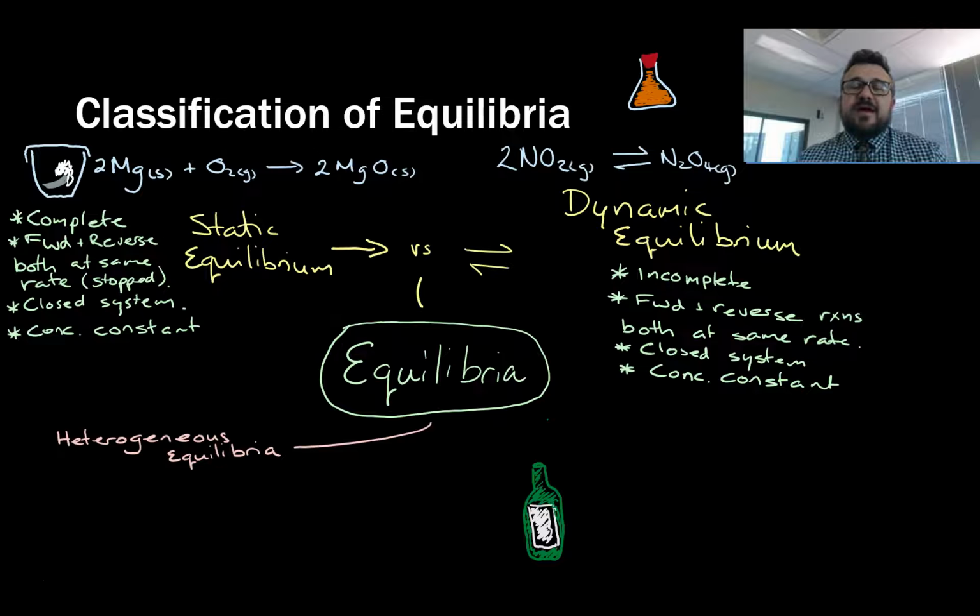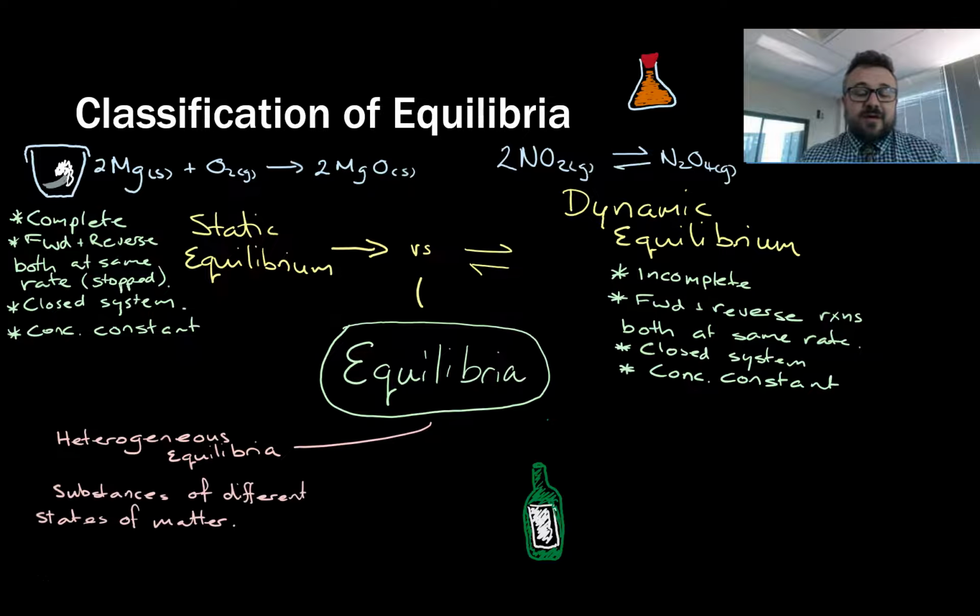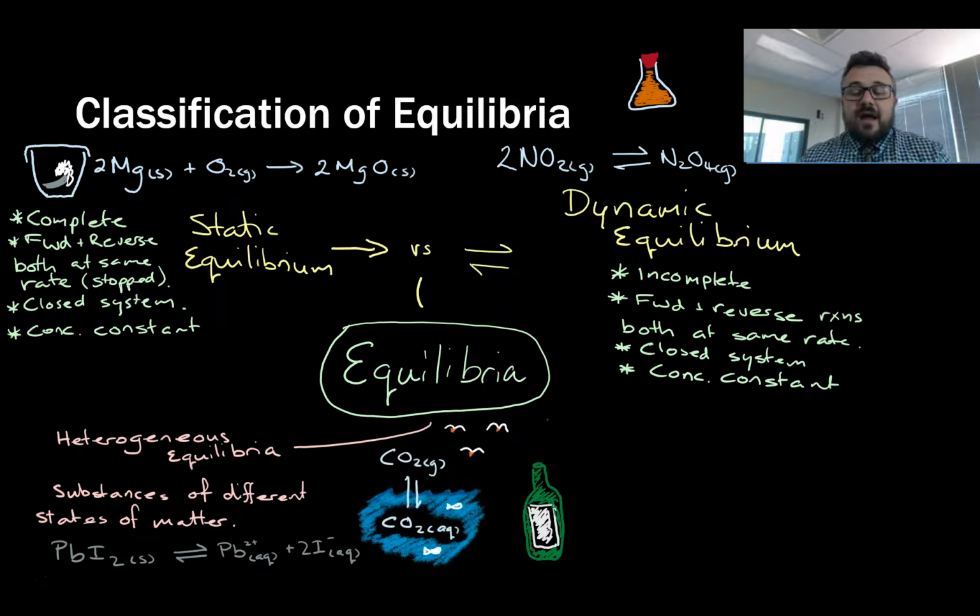Now, we can also break our equilibria up into heterogeneous equilibria. So this is where we have substances of different states of matter. For example, if we look at the lead iodide solubility equilibria, we have lead iodide on one side as a solid, and we have lead ions and iodide ions as aqueous substances. So we have different states of matter. So that is a heterogeneous equilibrium. Here we have another example, which is the dissolution of carbon dioxide gas from the air into the water. And we go from a gas to an aqueous solution. That is a heterogeneous equilibrium.